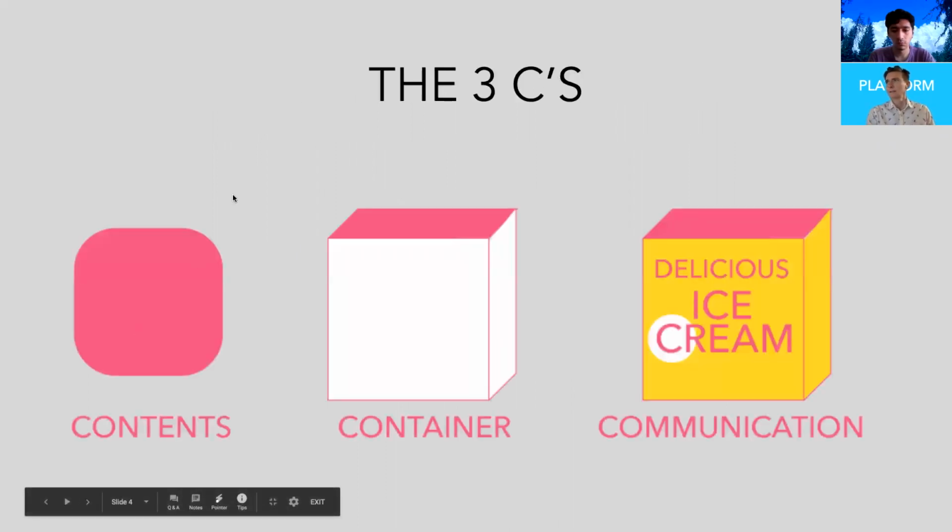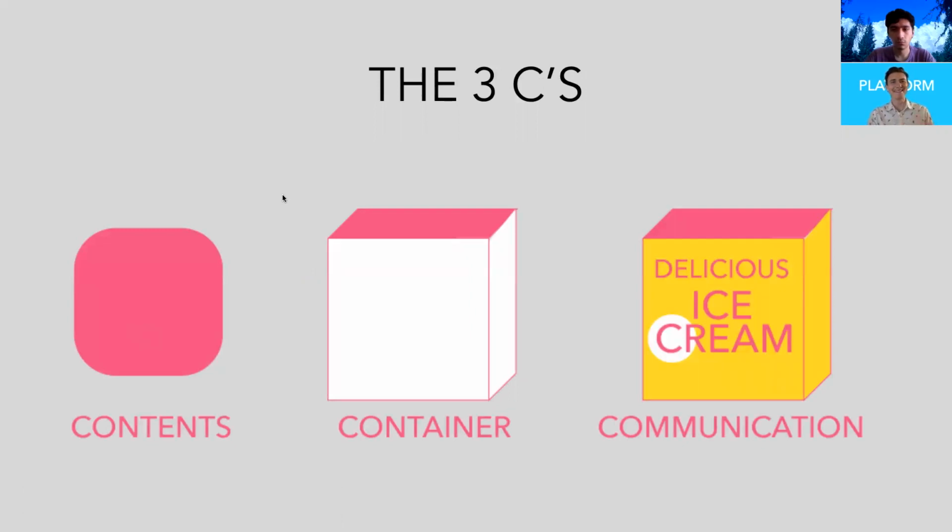So we talked about the 3 C's. I didn't realize there were 3 C's at the time, but I just realized that there are. So we have the contents, which is going to be the work that you have for the portfolio. We have the container, which is the platform essentially that is holding those contents. And then you also have the communication.